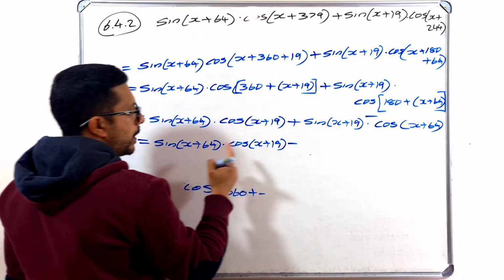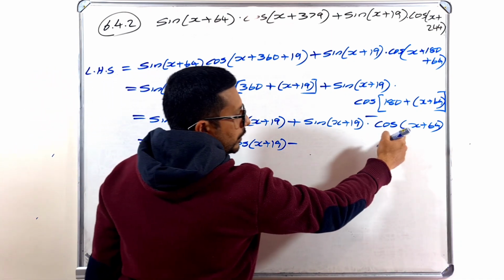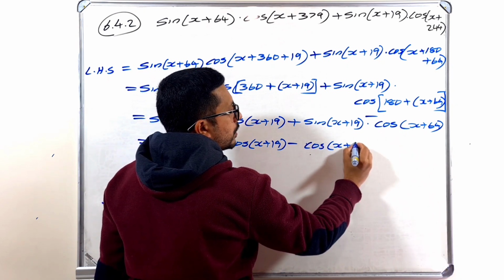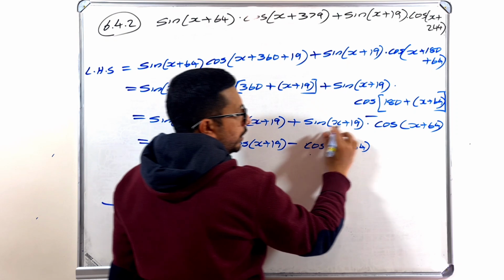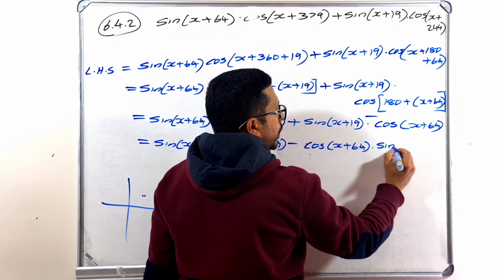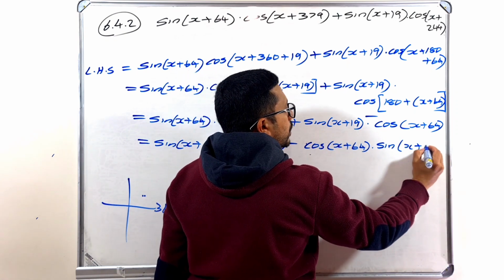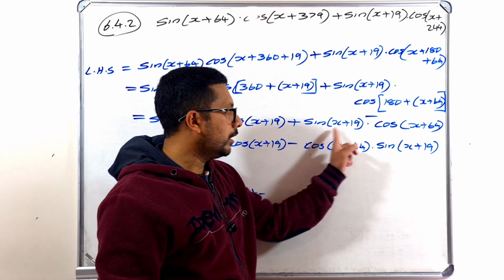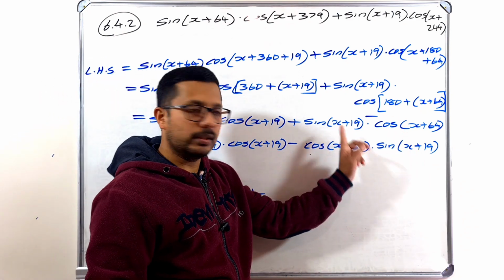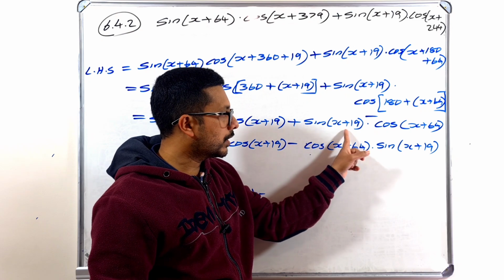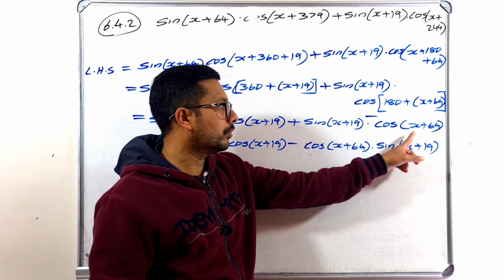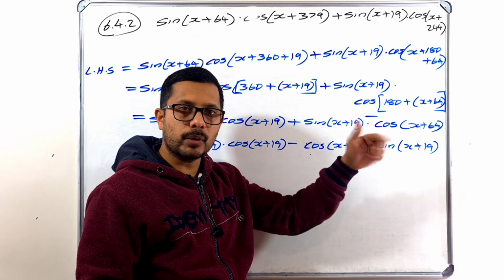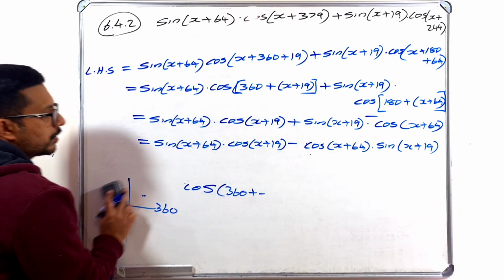Then let me write this one first. Okay, so cos of x plus 64 into sine of x plus 19, let me write this one just for you to understand easily. Otherwise it's the same thing. A into b is the same as b into a. So sine of this angle into cos of this angle is the same as cos of that angle into sine of that angle. Okay, just to swap it around, that's all, just for you to understand the next step.